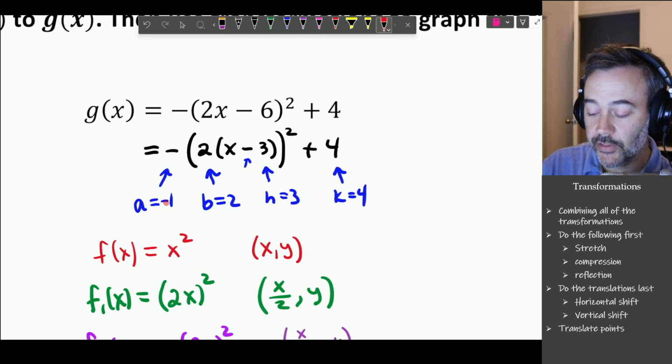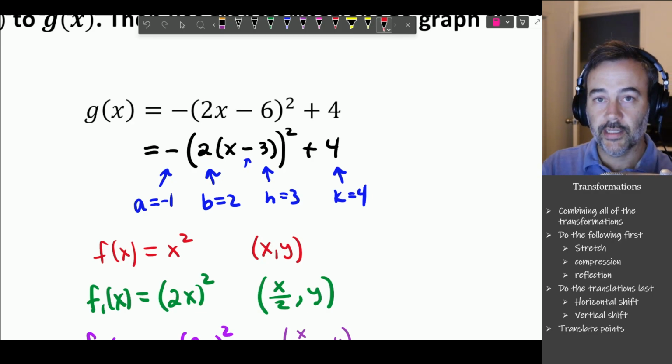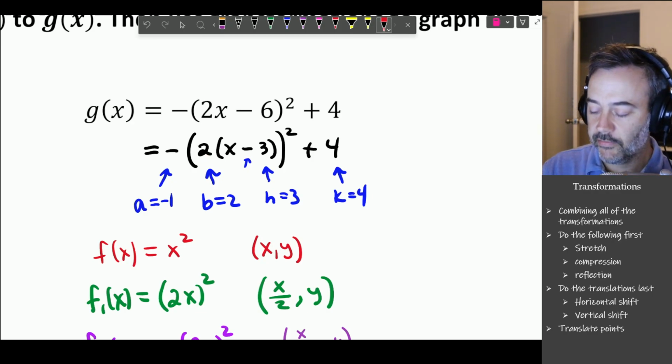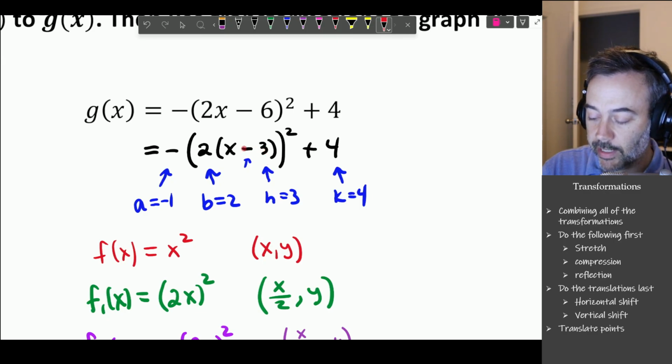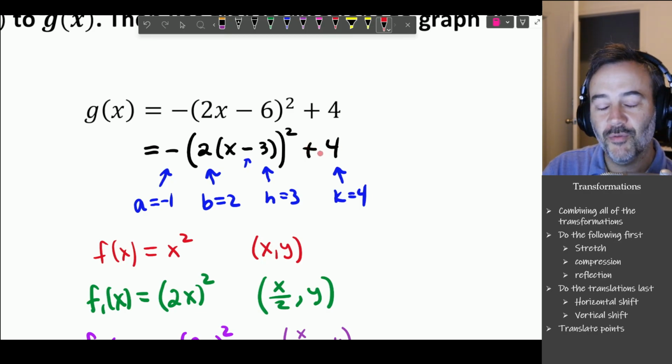So the a coefficient is -1, so that's going to be a reflection over the x-axis. The b is 2, so that's squishing it in by a factor of 1/2. And this is going to be a right translation by 3 units. H is 3. And because that's a minus, it would be to the right. It's the opposite of what you'd expect. Now out here, it's what you do expect. If we add 4 to the y coordinate, it's going to shift the graph up by 4 units.